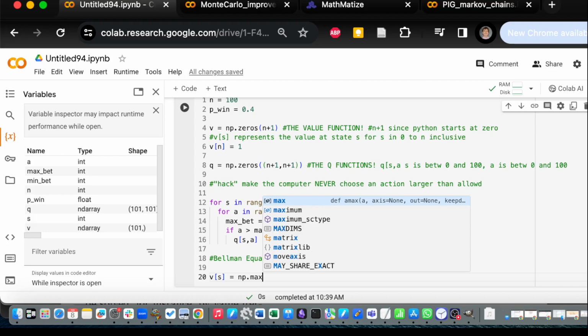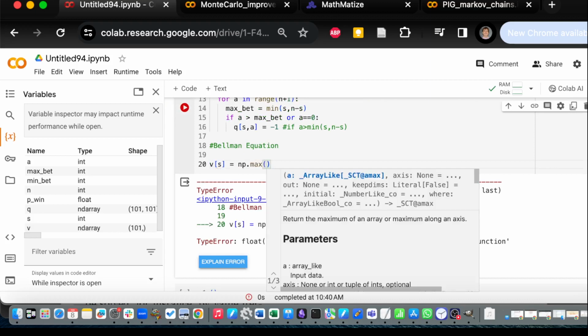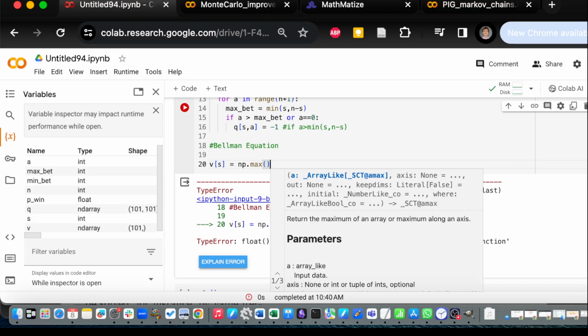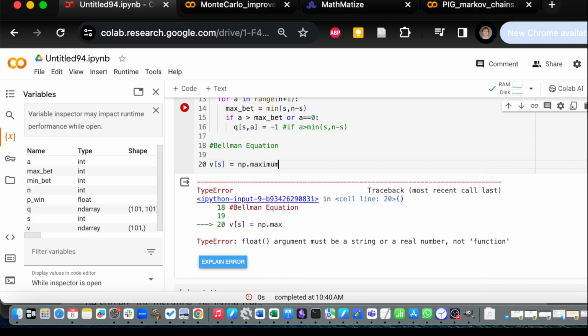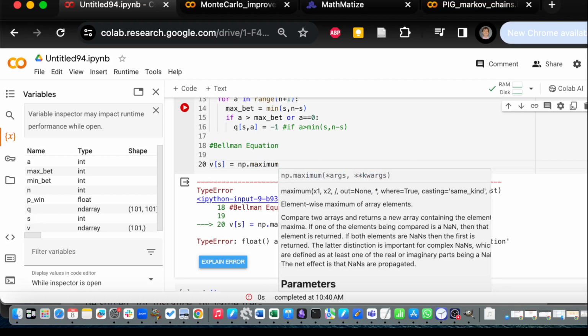So max inputs just one thing, which is some array A, and the little hinter, if I put in an open bracket, will give me a hint. So you input just an array, A. If you type in maximum, what will it say? It will say x1, x2. So if you put in max, you just have one thing you input. If you put in maximum, you have two things you input.